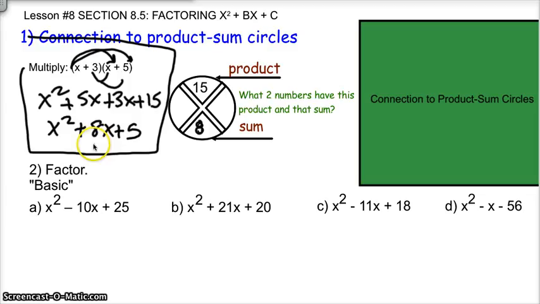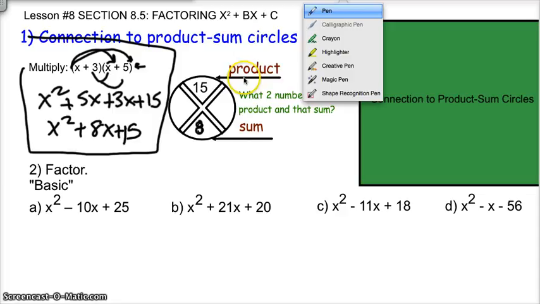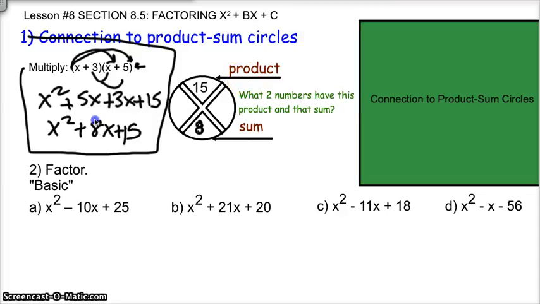So look at the problems below. Notice the problem is now the trinomial, and the answer is going to be your binomials. So the connection to the product sum circles you've been working on. Oops, I wrote a 5, that should be a 15. Look at the 8. See the 8 in the product sum circle? Look at the 15. See the 15 in the product sum circle?